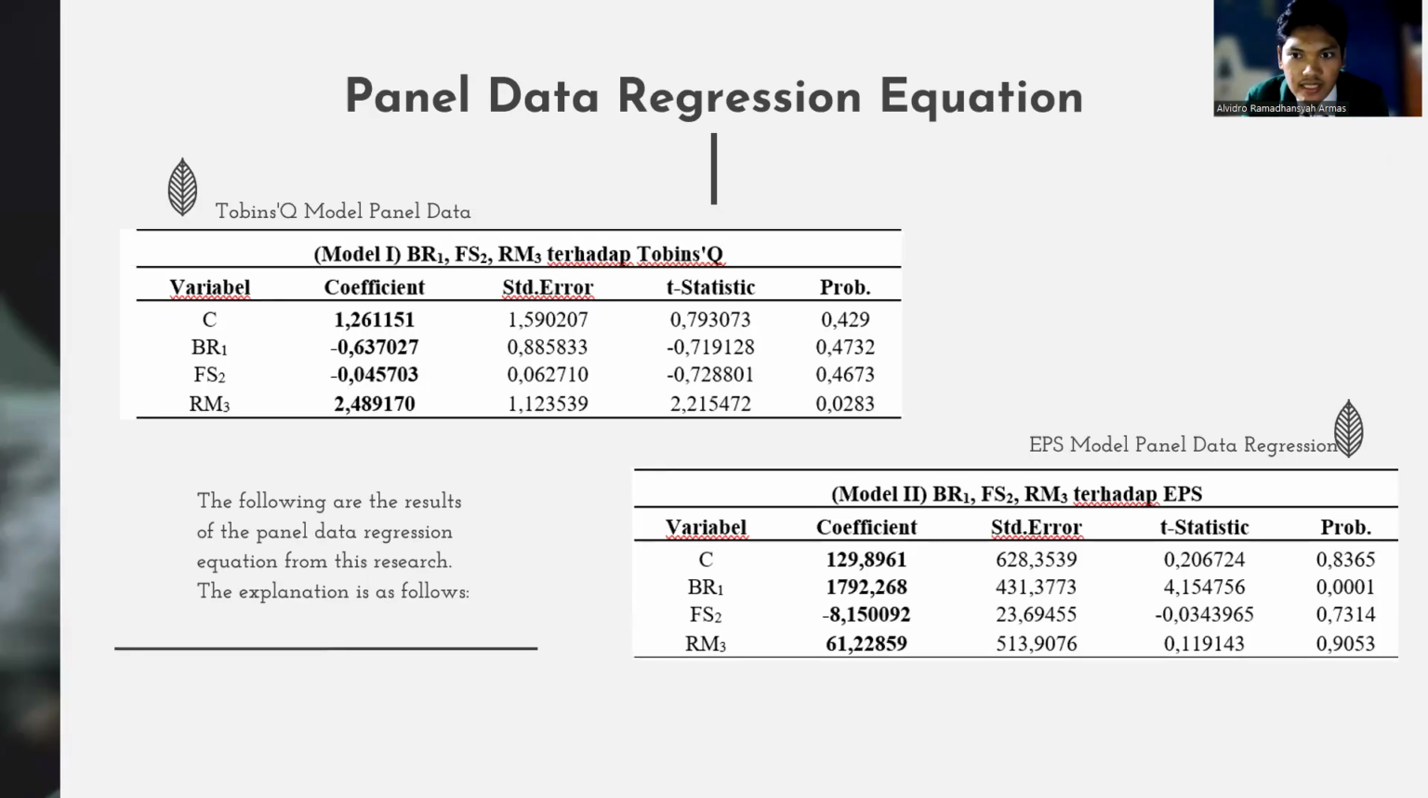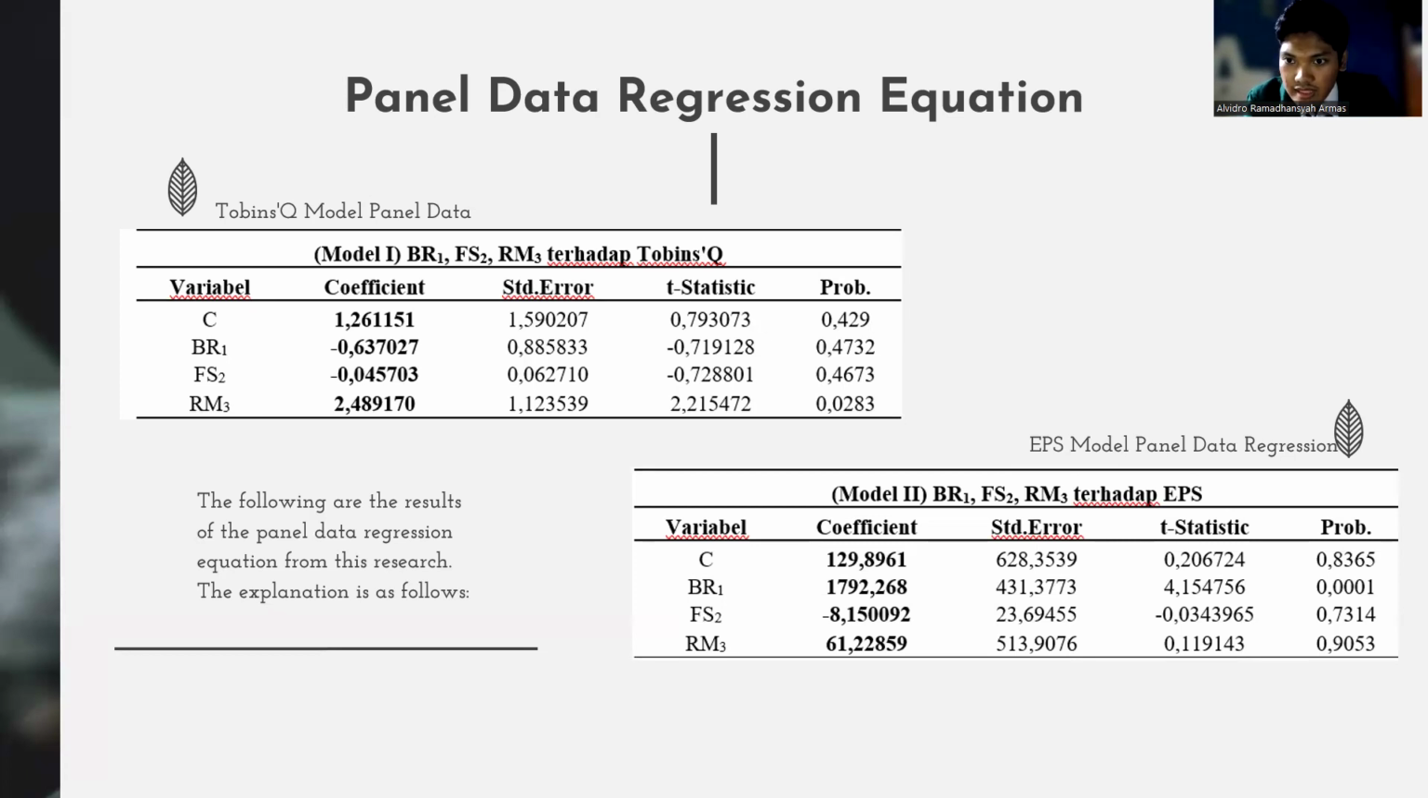So for the next one is the panel data regression equation. The following are the results of the panel data regression equation from this research, with the explanation as follows. As model 1 shows, the constant value in the regression equation is 1.261151, which means that if all independent variables are constant, then the Tobin's Q value is 1.261151.